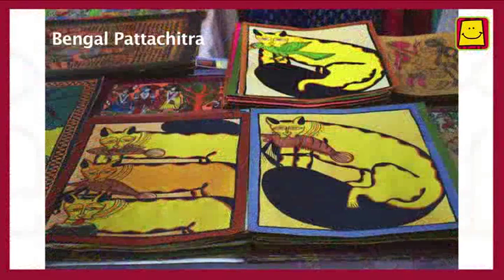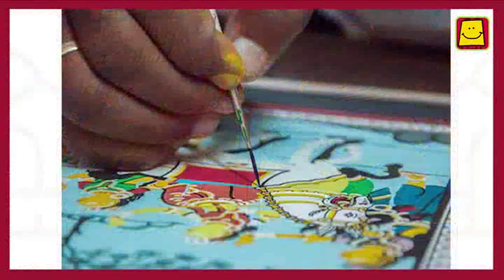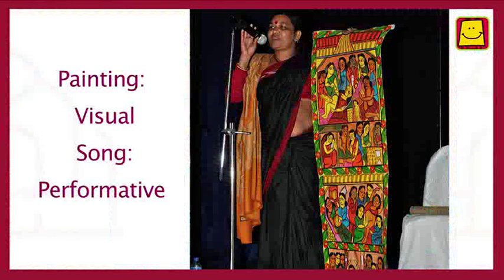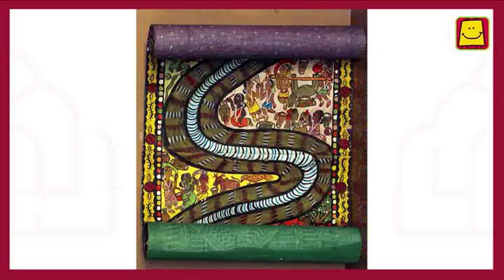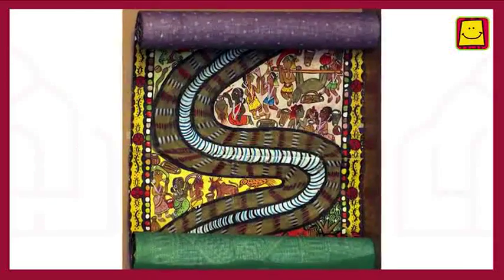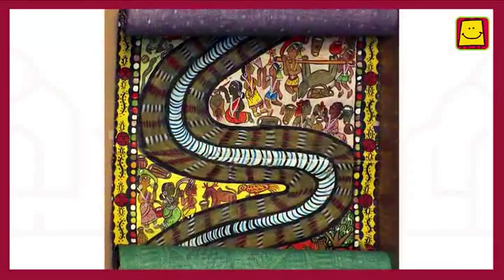This is a scroll painting from West Bengal called Pattachitra. The chitrakars or artisans of Bengal Pattachitra create two kinds of folk art: paintings which are visual and songs which are performative. They sing the stories they have painted, therefore performing their art.